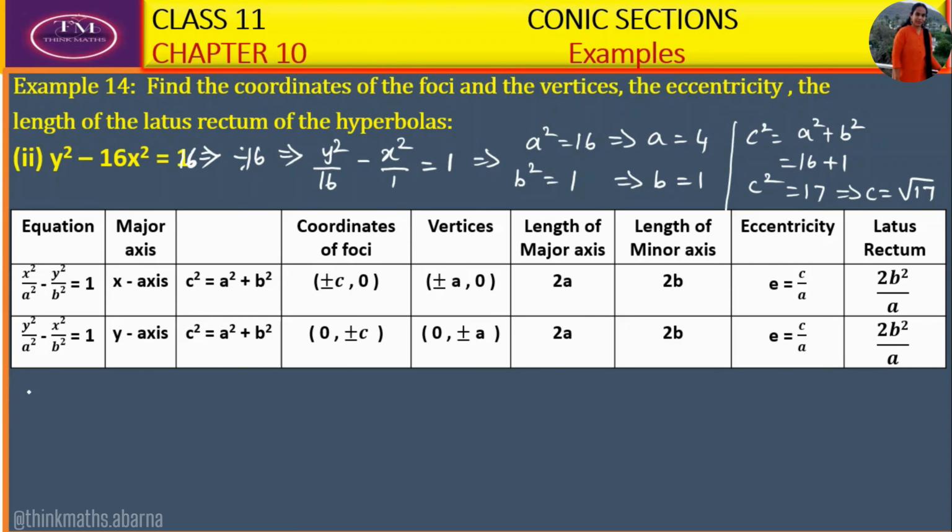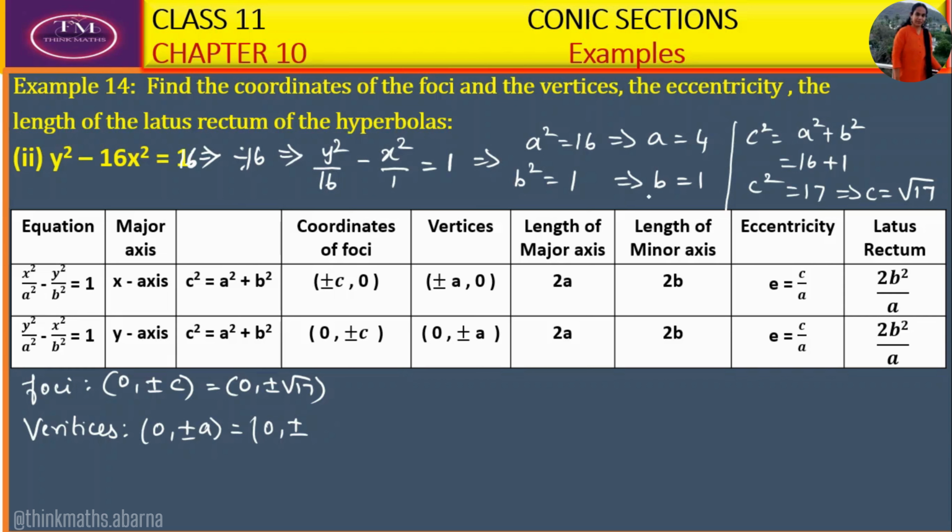Next step is very simple. You have to find the foci. The foci is 0, comma plus or minus c, which is equal to 0, comma plus or minus root 17. Vertices: as it is on the y-axis, it is 0, comma plus or minus a. So it is 0, comma plus or minus 4.